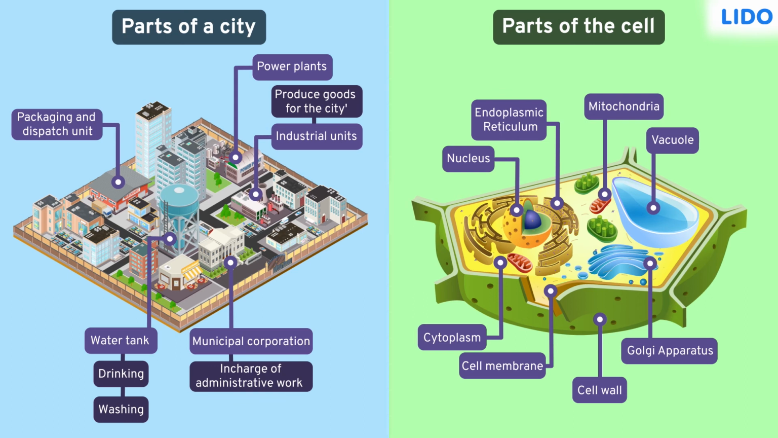Where in cities do you think people go to eat hot, yummy food? At restaurants. Then where in cells do you think food is prepared? In the chloroplast. The chloroplast acts as a hotel and provides food for the cell.